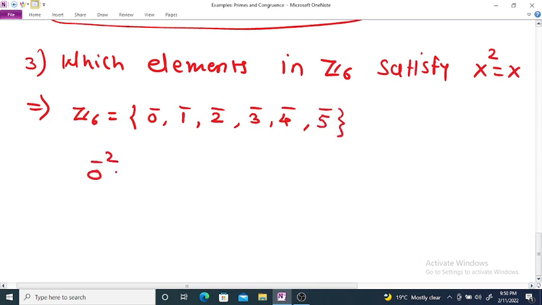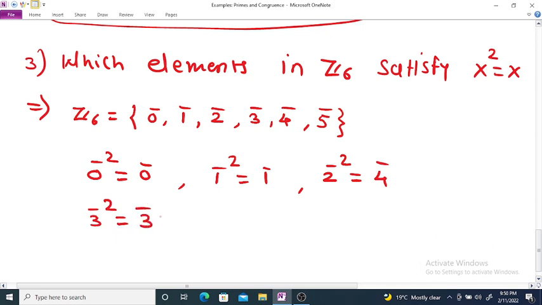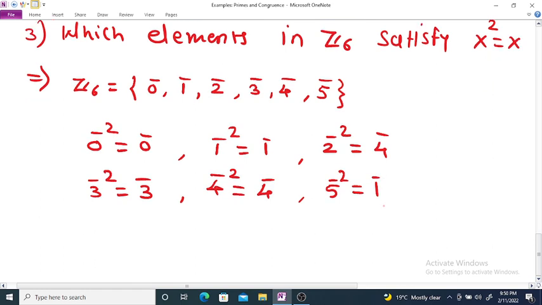Now 0 bar square is equal to 0 bar, 1 bar square is equal to 1 bar, 2 bar square is equal to 4 bar, 3 bar square is equal to 9 bar, and 9 is congruent to 3 bar modulo 6. Then 4 bar square is equal to 16 bar, and 16 is congruent to 4 bar modulo 6. And next 5 bar square is equal to 25, and 25 is congruent to 1 bar modulo 6.